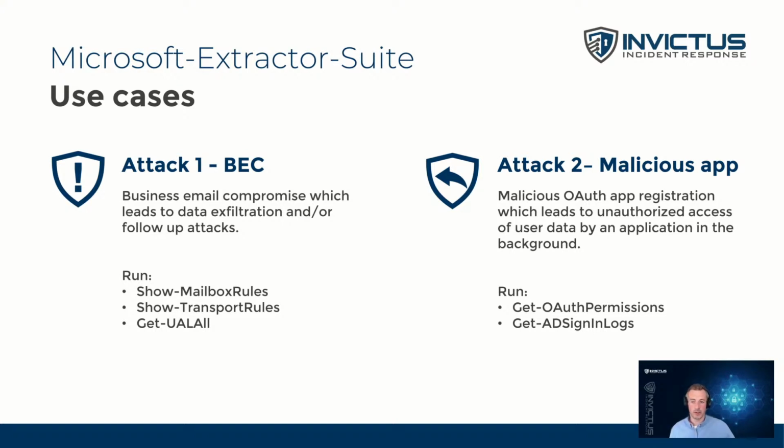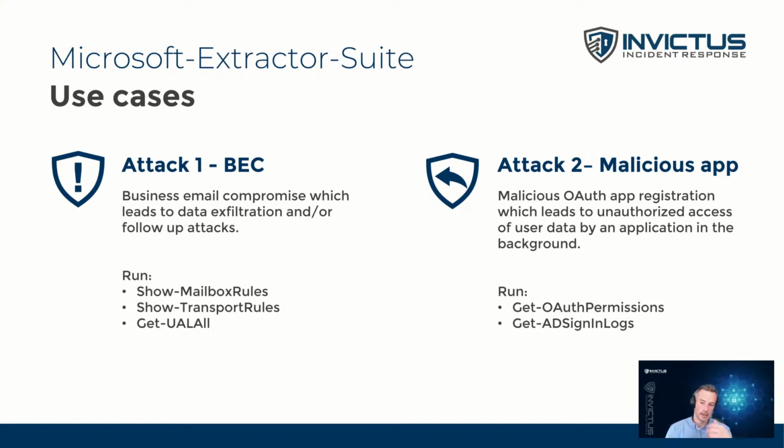Another use case is the malicious app. As I mentioned, this is a somewhat common attack where someone registers an application in Azure Active Directory, and through that application, they can perform all kinds of activity, which is not that obvious if you don't know what you're looking for. If we suspect that this is happening, we could run the Get-OAuth-permissions function, which gives us all the applications that are currently registered with their permissions. And then maybe we've identified an interesting application.